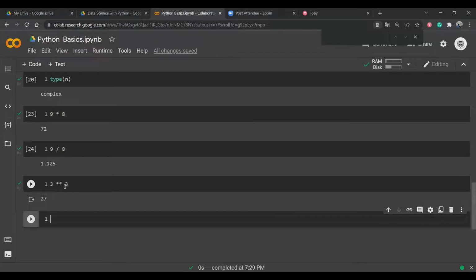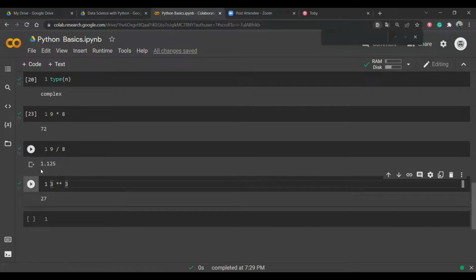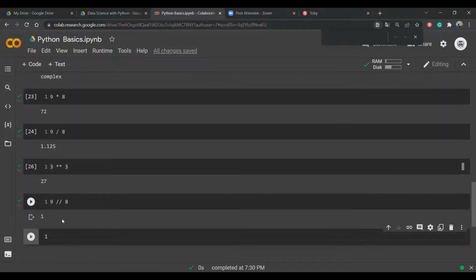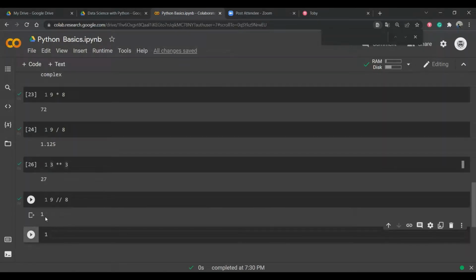Suppose you don't want a remainder. Here we have 1.125, but you don't want a number after the decimal. So what you can do is divide in this way, and now you will get only an integer value. So I think it's very easy to understand.